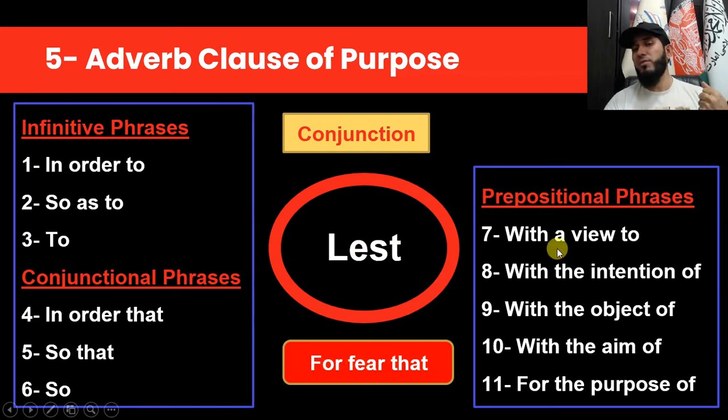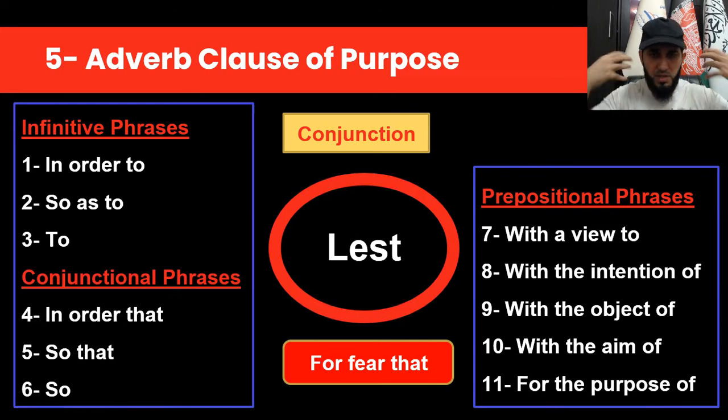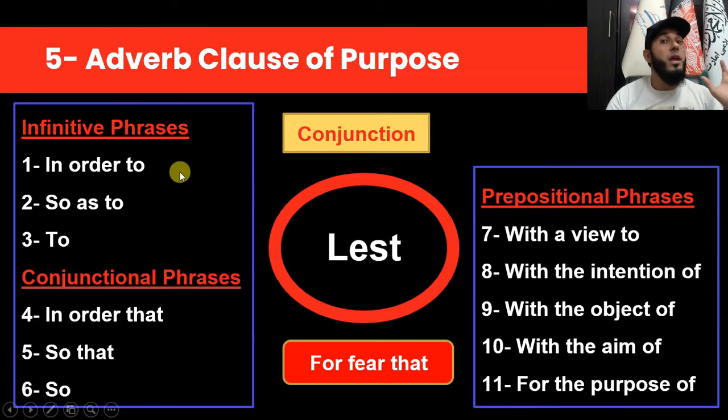And we have prepositional phrases: with a view to, with the intention of, with the object of, with the aim of, and for the purpose of. So all of these connectors or linkers have the same meanings. They are used for the same purpose, okay? But their usages are different. Why? Because they come under different categories. Infinitive phrases, I mean, and what's adverb plus a purpose? Adverb plus a purpose shows the purpose of an action in its main clause.